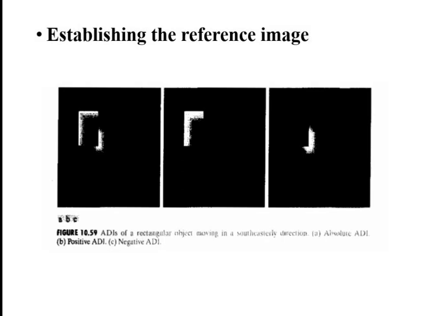Next topic is how we can establish the reference image. Let us consider the figure, which shows the three ADIs displayed as intensity images for a rectangular object of dimension 75 by 50 pixels that is moving in a southeasterly direction at a speed of 5 root 2 pixels per frame. The images are of size 256 by 256 pixels.